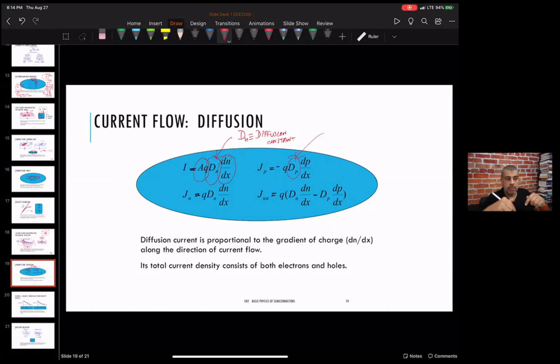But in the case of diffusion, because there is no electric field, just carriers going from high concentration to low concentration, the only thing you're left with is the difference between one being negatively charged and the other being positively charged. So what you end up with in the case of diffusion current is they subtract from each other. The electron and hole diffusion currents are actually subtracting from each other, whereas the drift currents were adding to each other.